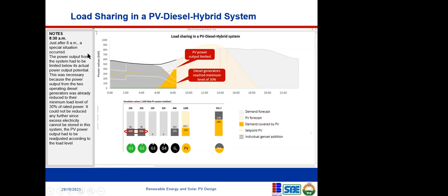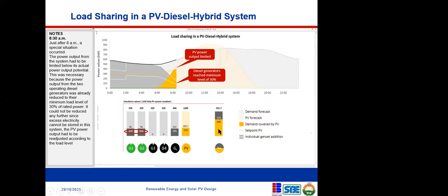Now at 8:30 a.m., just after 8 o'clock in the morning, a special situation occurred. The power output from the system had to be limited below its actual power output potential. This was necessary because the power output from the 2 operating diesel generators was already reduced to their minimum load level of 30% of their rated power. It could not be reduced any further. Since excess electricity cannot be stored in this system, the PV power output had to be adjusted according to the load level. Now, this is what happened.